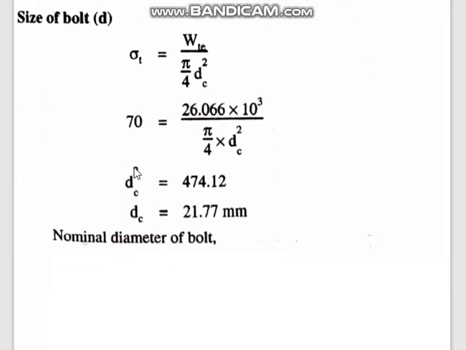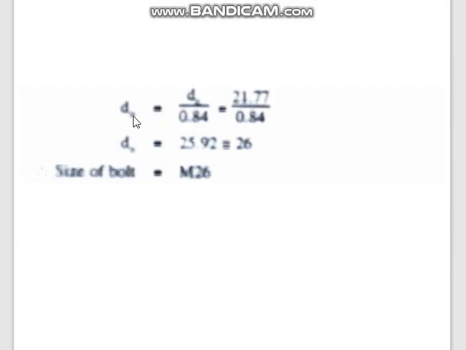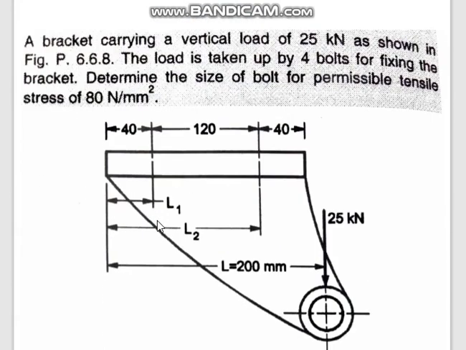See, how much did we get? 21. Now this is the core diameter. Now you should not leave it here. You have to find out what is the nominal diameter. Okay, nominal diameter, what is the formula? Do you remember the formula? Now see, nominal diameter is core diameter upon 0.84. So this you will get 25.92, rounded to 26, and you can say the size of the bolt is M26. M is metric thread and 26 is the nominal diameter or the major diameter or the outside diameter. That is the meaning.